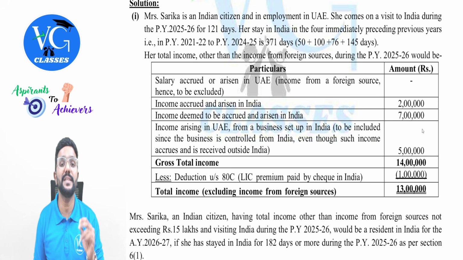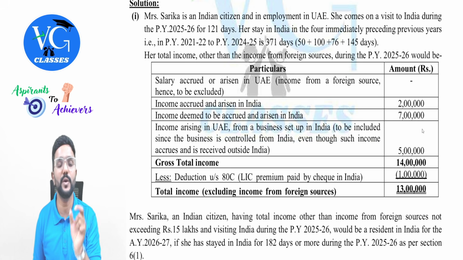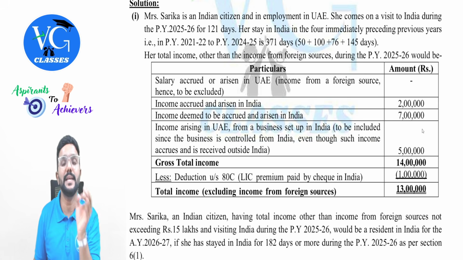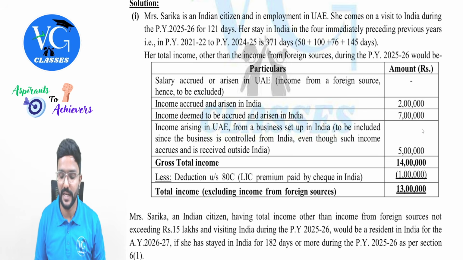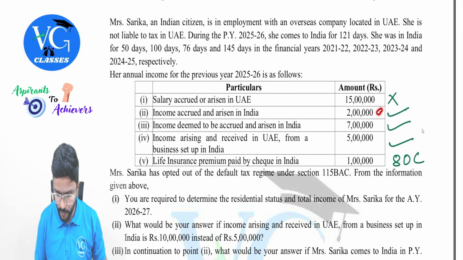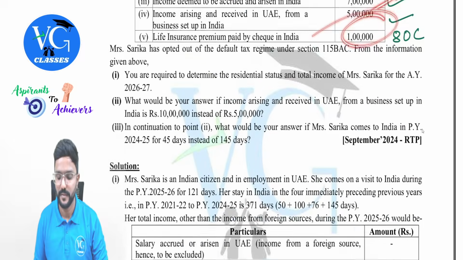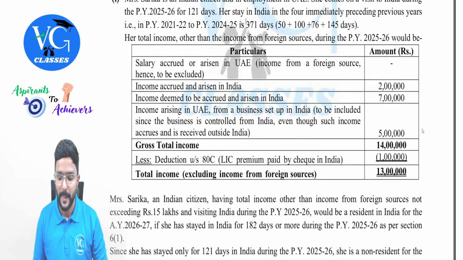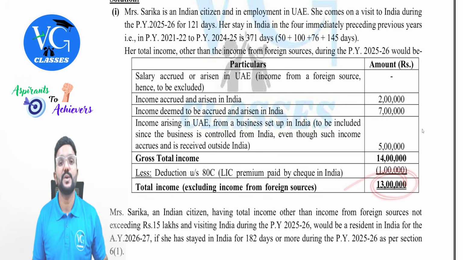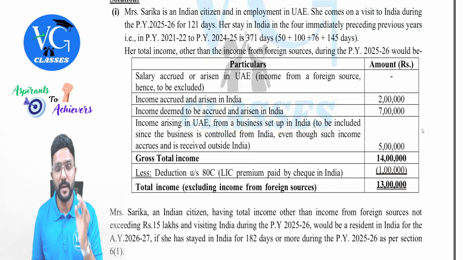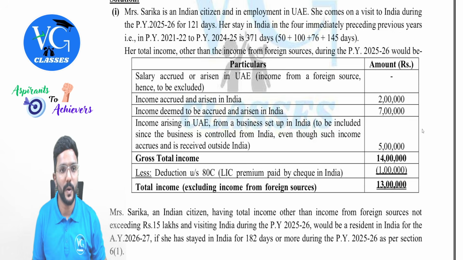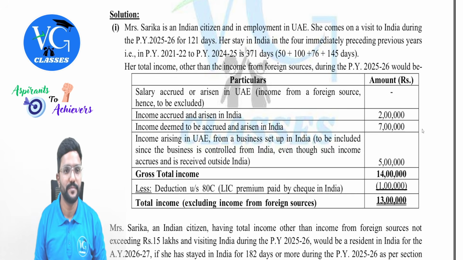First, to determine the residential status, we need to compute the total income of Sarika other than the income from foreign source. How much is that, guys? So we need to count it. 2 plus 7 plus 5 minus 1 lakh. Minus 1 lakh. We will get 13 lakh. So it is up to 15 lakh, guys. Not more than 15, I can tell.